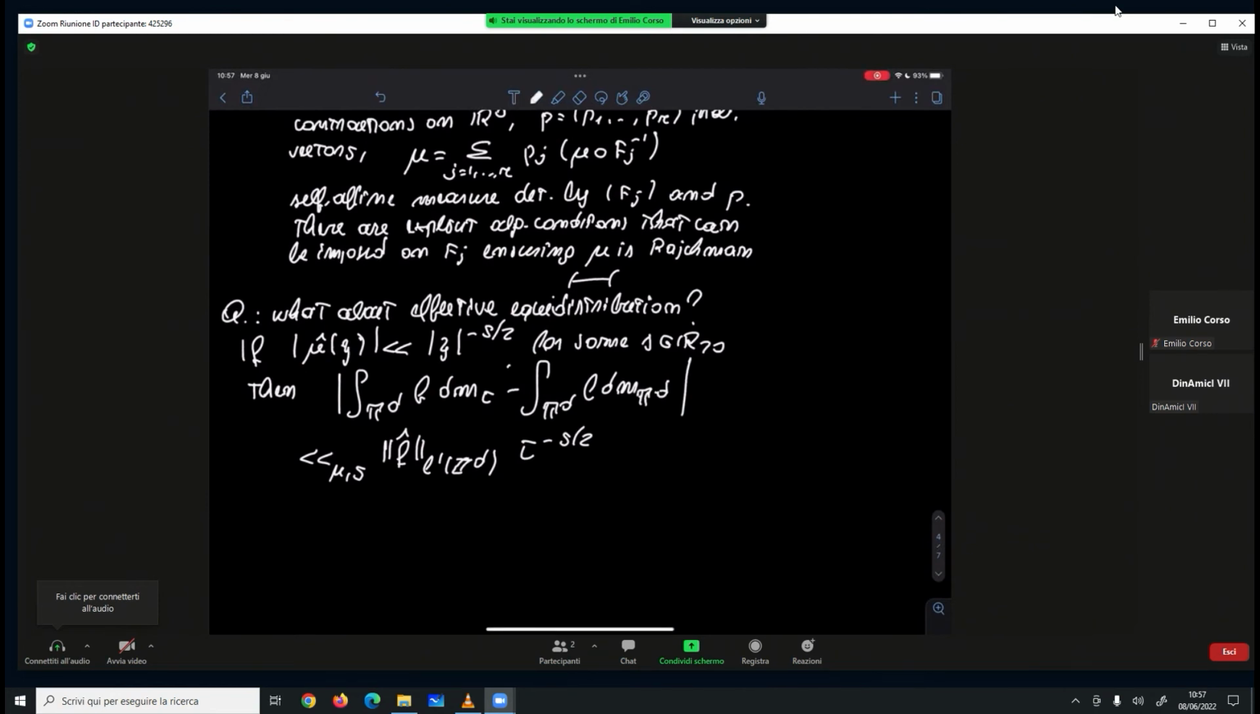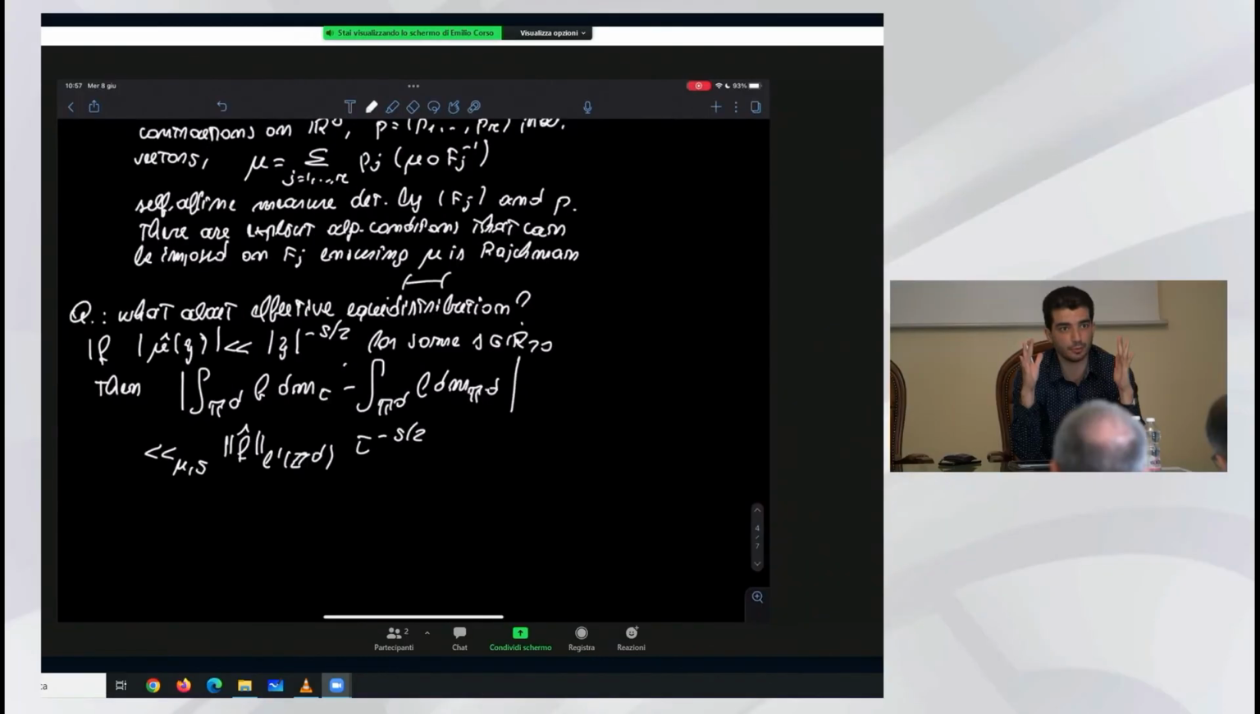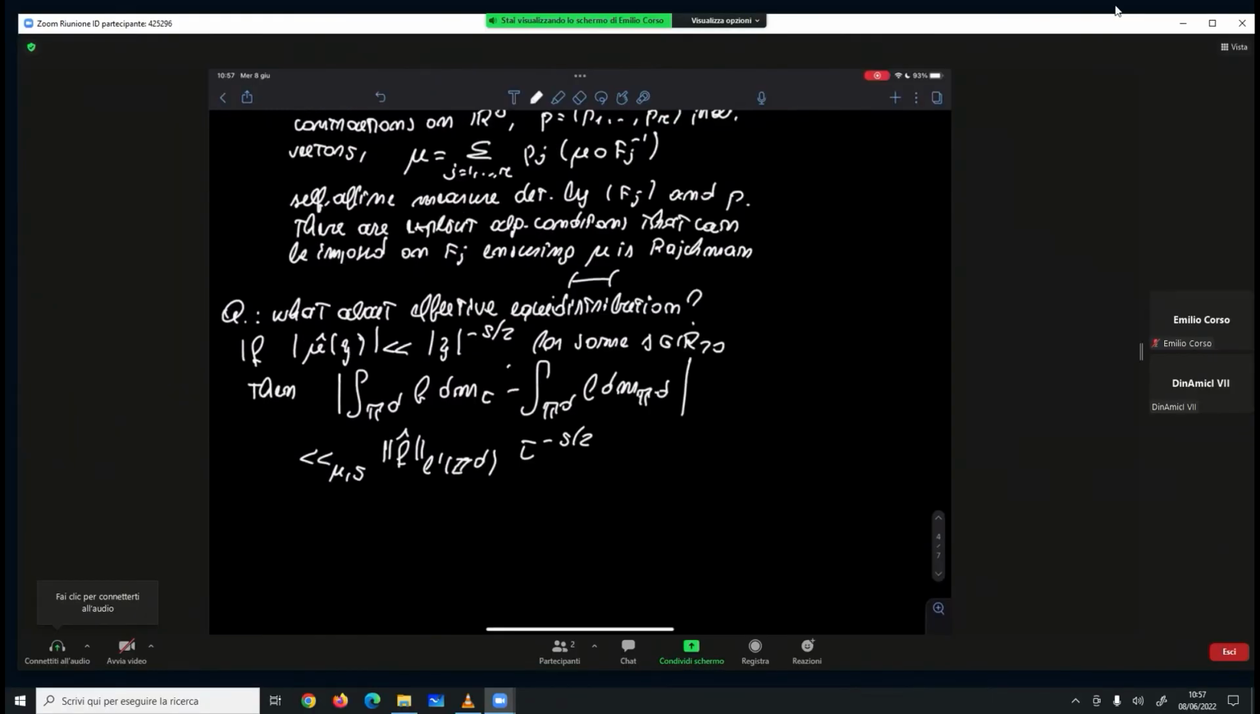I'm estimating the difference between the integral of f with respect to mu and mu t. Mu is the measure supported on the... Mu is the original, my starting measure, which describes somehow the original shape that I want to dilate and then project. Yes, mu is always the original measure.